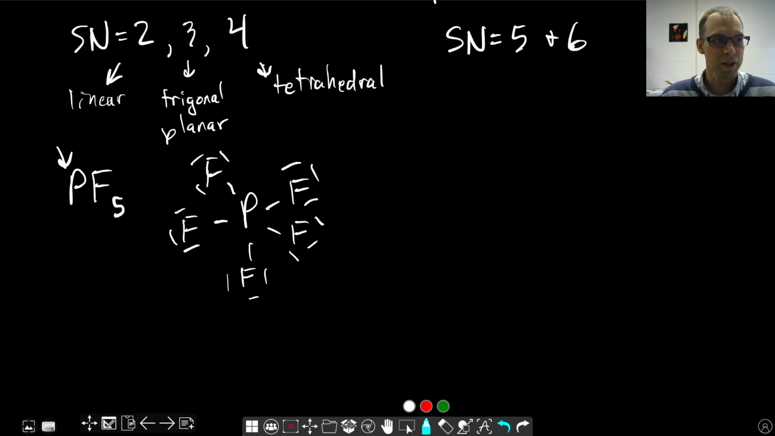But this doesn't tell us how this is actually shaped in 3-dimensional space. So much like our tetrahedral geometry, we now need to spread these electrons out. We need to figure out what's the optimal way to do this. And so this ends up being what we call a trigonal bipyramidal structure.